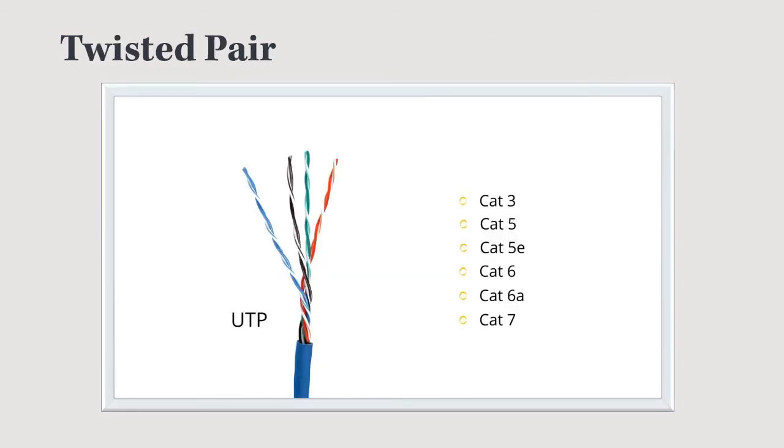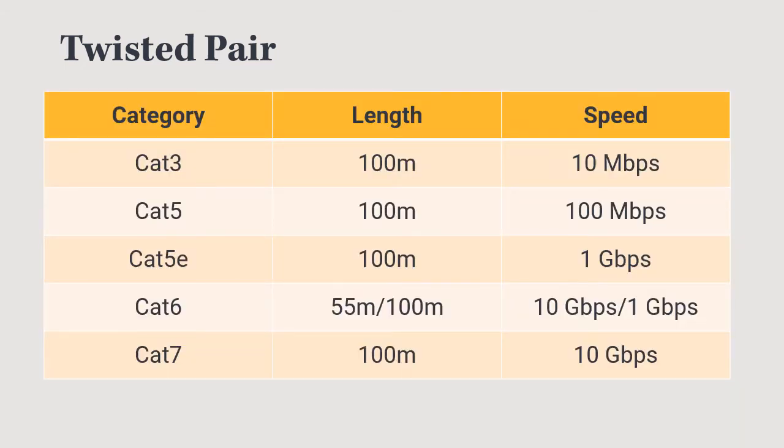We have several different categories of twisted pairs. We've got Cat 3, Cat 5, Cat 5e, Cat 6, Cat 6a, and Cat 7. Here we see some of the standard, certified lengths and speeds. Basically, you could absolutely run a cable longer than these.